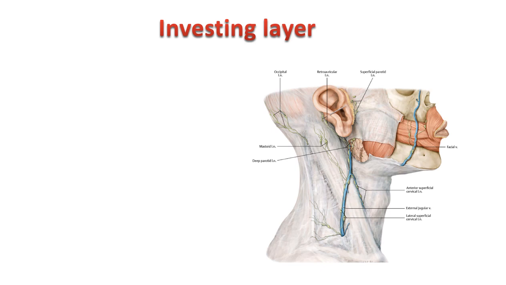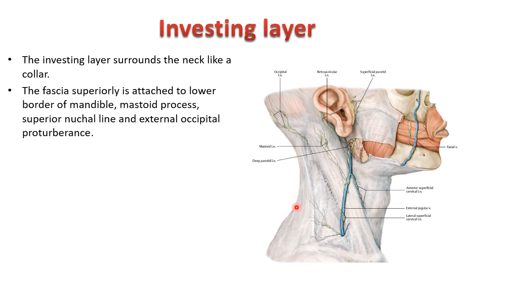Now, first let us try to trace the investing layer of deep cervical fascia. It completely surrounds the neck like a collar, which you are able to see, and it is attached posteriorly to the ligamentum nuchae.